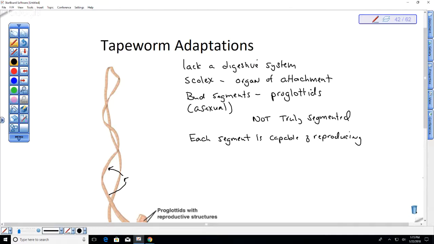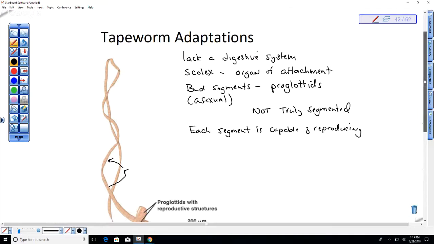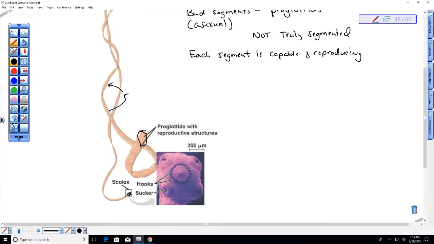At the very end of the tapeworm, where it is large, are the mature proglottids. They call these gravid proglottids. Oops, let me see if I can spell that. Gravid. And these are full of fertilized eggs. These are what drop off at the very end, and they leave the host via the feces.